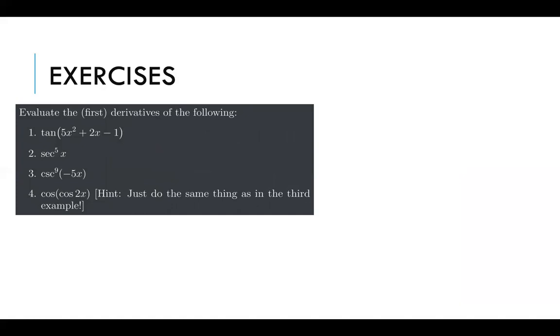So for the exercises of this portion of the lesson, we have 4 items. I will try to do number 4, which is a type of problem that I haven't discussed. So we have cosine of cosine 2x.